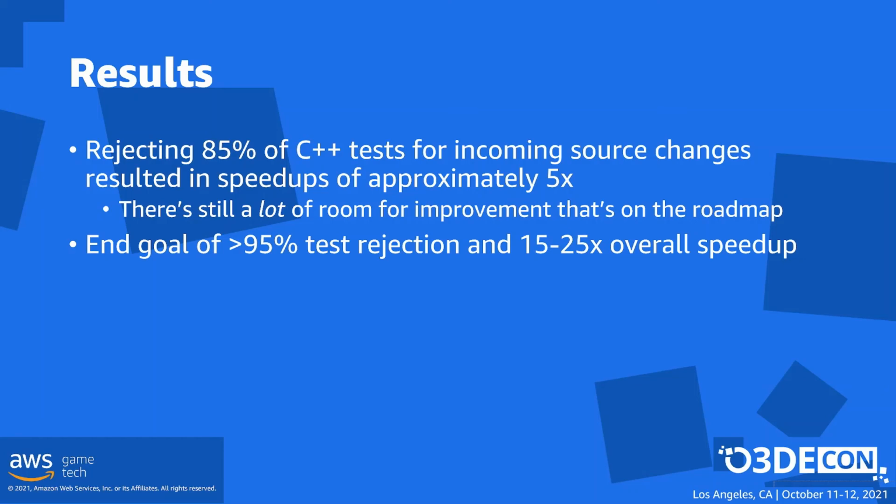There's still a lot of room for improvement here, and we have many ideas and future performance optimizations on the roadmap. Our end goal is a rejection rate of 95% or greater, and expect to see an overall speed up of 15 to 25 times that of running all of the tests without fast test impact analysis.